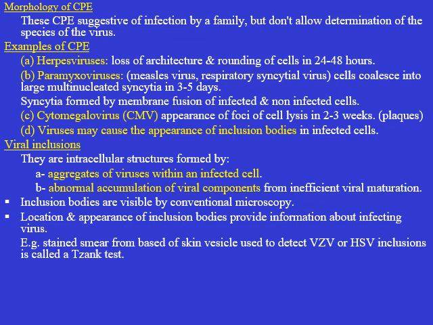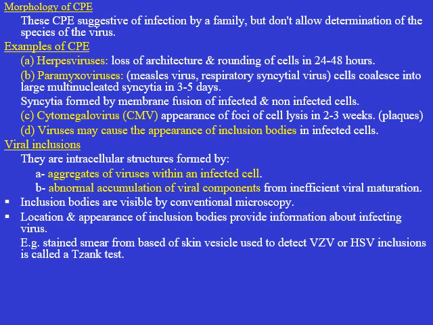B. In case of paramyxoviruses, this includes measles virus, respiratory syncytial virus, cells coalesce into a large multinucleated syncytia, and this appears in 3 to 5 days. Syncytia are formed by membrane fusion of the infected and the non-infected cells. And I have a picture after this slide of the large multinucleated syncytia formation.